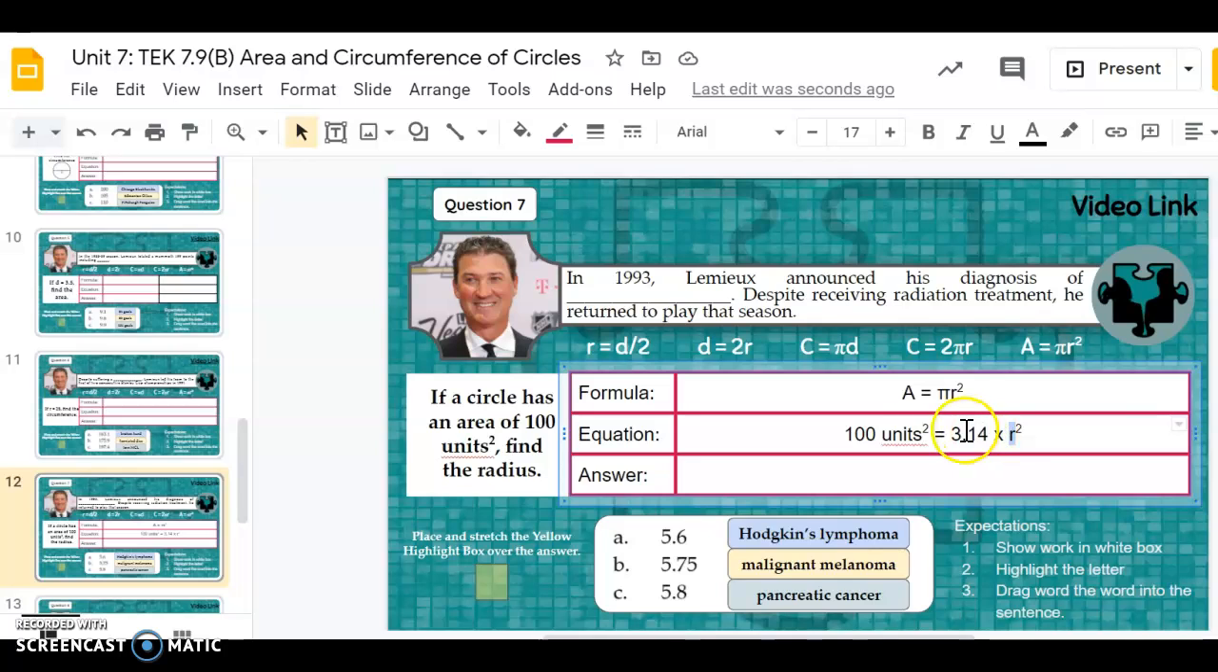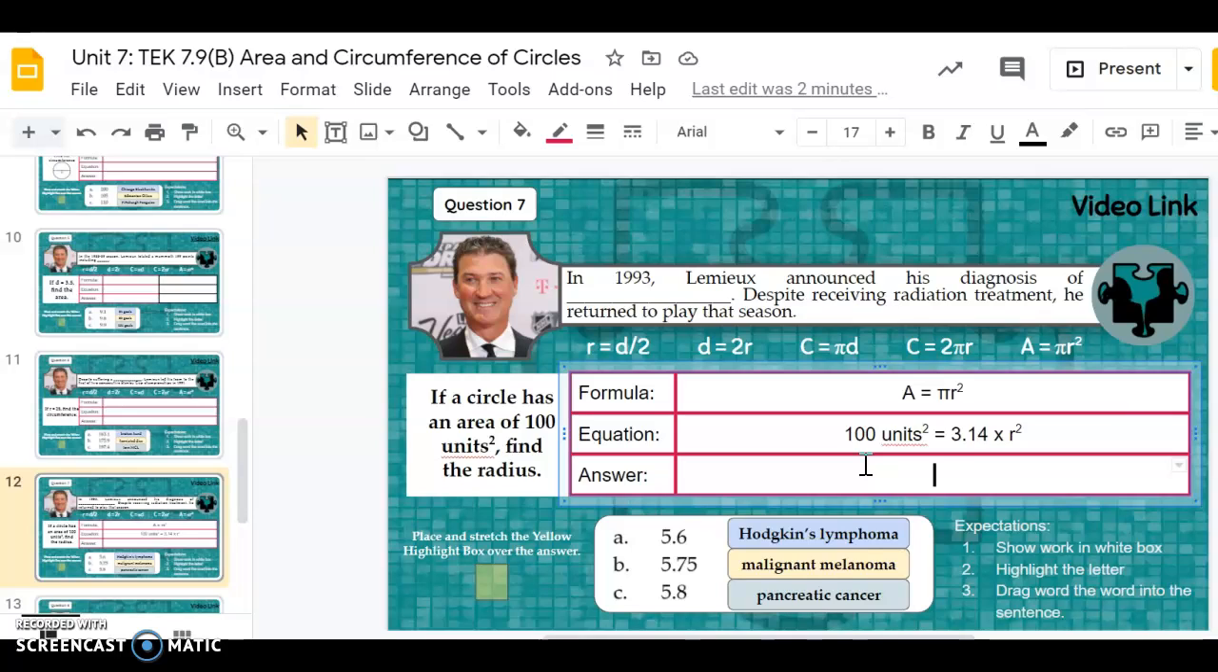So what is the R? What is happening with the R in the 3.14? What is this sign right here? Multiplication. In order to get rid of the 3.14, I need to do the opposite. I need to divide, and I need to divide 3.14 on both sides. So in my calculator, I'm going to take 100 right here because I'm dividing it by both sides. 100 divided by 3.14. That's what I'm going to do.